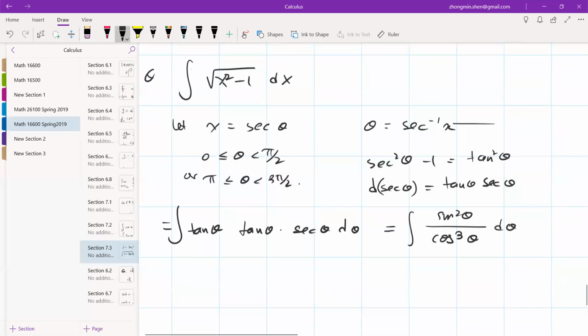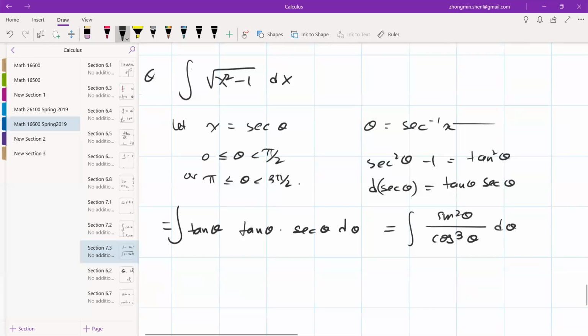Any idea? Maybe it's not working. Yes, this one should be tangent squared theta. Hold on. Is it x squared or x squared minus 1? Right, yeah. So that will be secant squared.